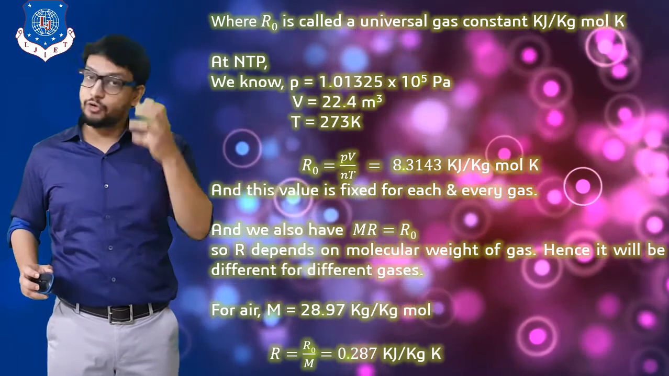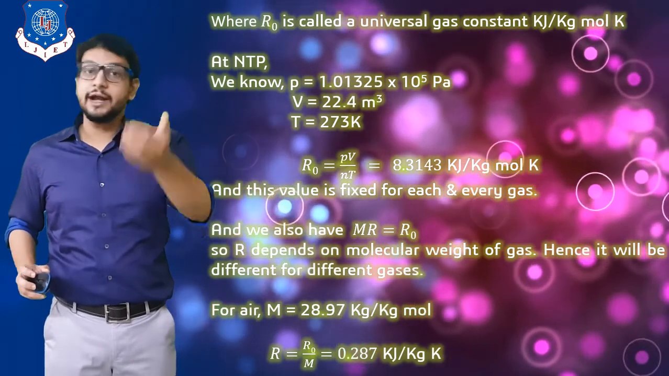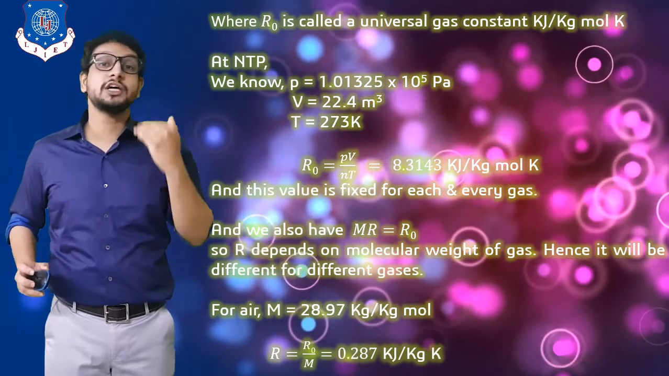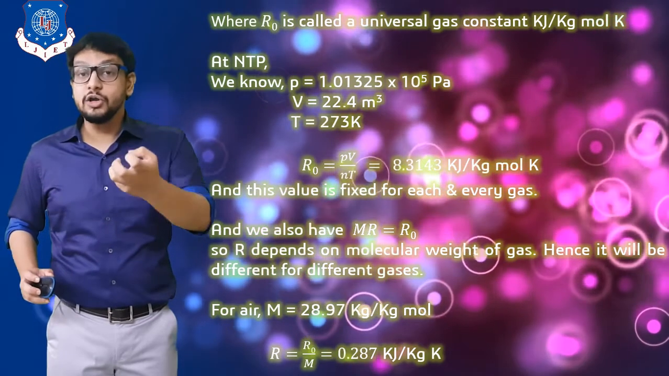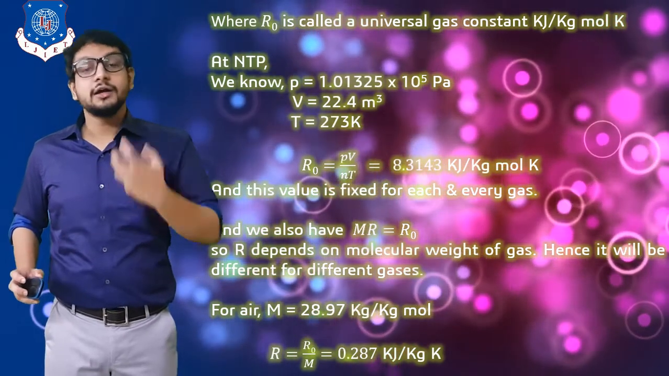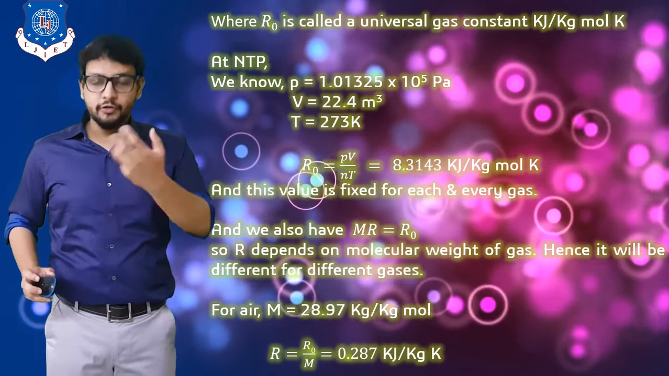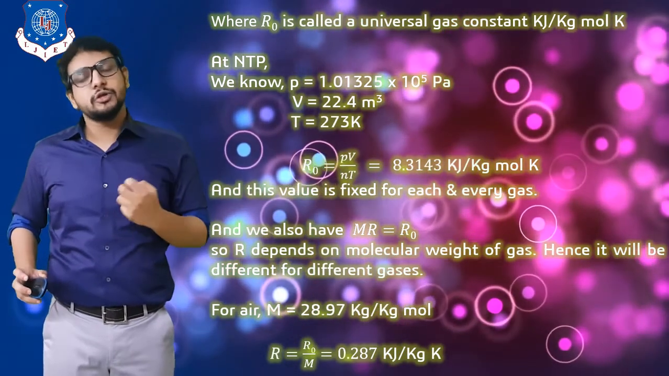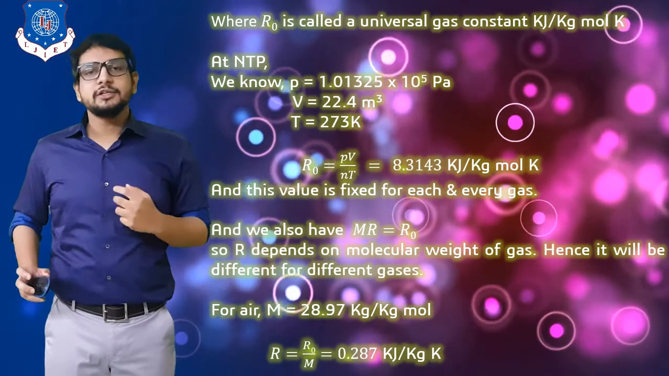R will be different for oxygen gas, different for nitrogen gas, different for hydrogen gas. Why? Because the molecular weights for all these gases are different. For oxygen it is 32, for nitrogen it is 28. So the value of capital R will be changing.